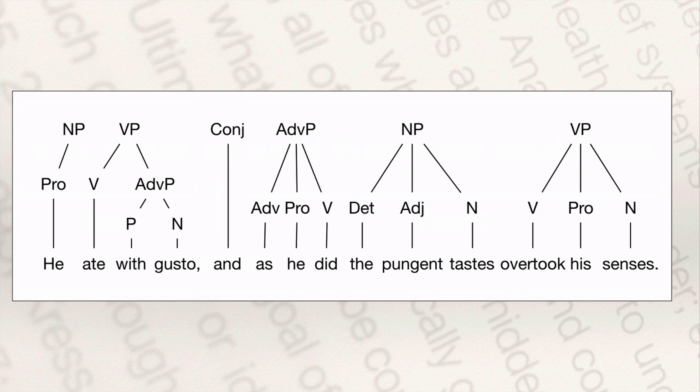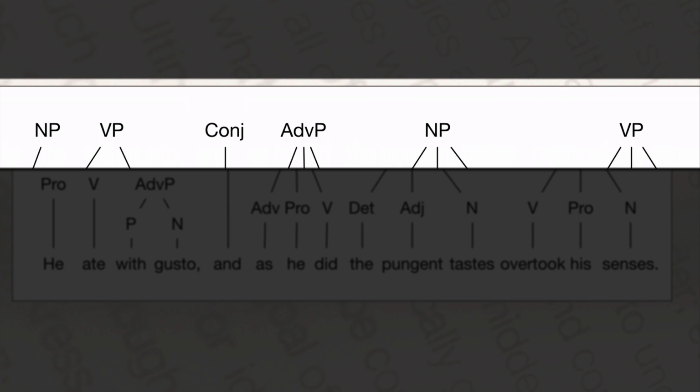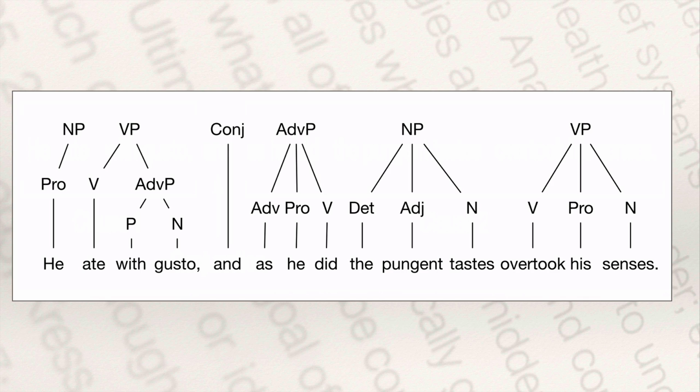There's a conjunction, and "as he did" is an adverb, a pronoun, and a verb. They function together as an adverbial phrase. "The pungent taste," that's a noun phrase made up of a determiner, an adjective, and a noun. And "overtook his senses," that's a verb phrase that is composed of a verb, a pronoun, and a noun. So we can break down all of those by parts of speech, but we could also, again, looking at the top row, look at how it's put together phrasally. So a noun phrase and a verb phrase with a conjunction. The second clause is going to have an adverb phrase, a noun phrase, and a verb phrase all together.